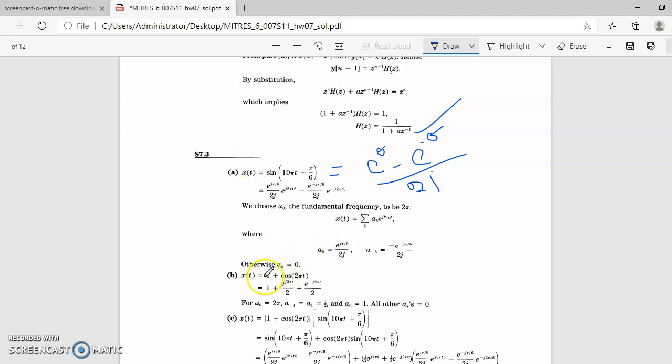Okay, so the same formula: x of t is equal to 1 plus cos 2 pi t. Here we are considering cos 2 pi t. We know that cos theta is also the same expression, but here it is not minus, it will be plus. So we rearrange this cos 2 pi t as e power j 2 pi t by 2 plus e power minus j 2 pi t by 2.